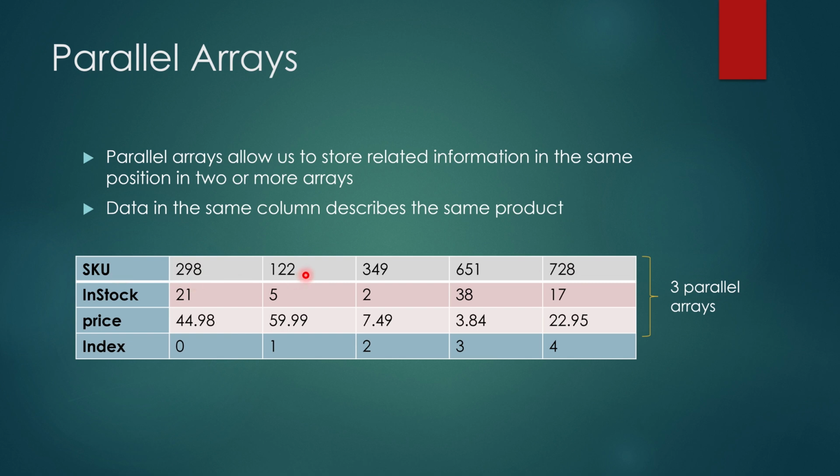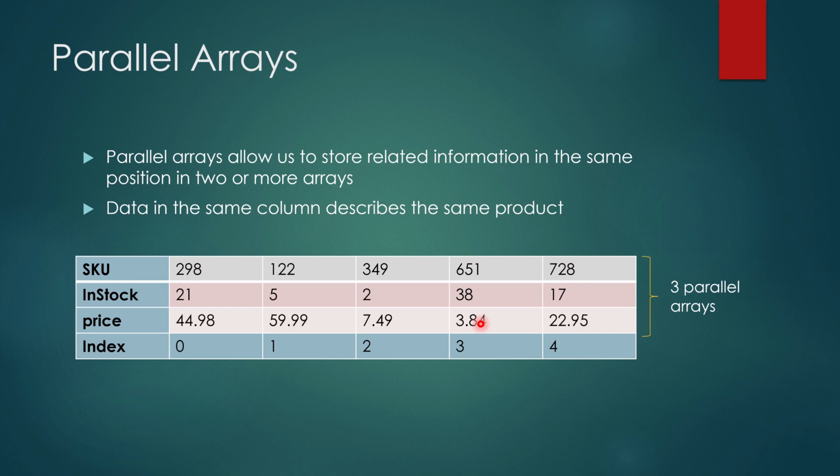So what this says is SKU number 122, we have 5 in stock, and its cost is $59.99. Item 349, we have 2 in stock, and it costs $7.49. So every column represents related information.